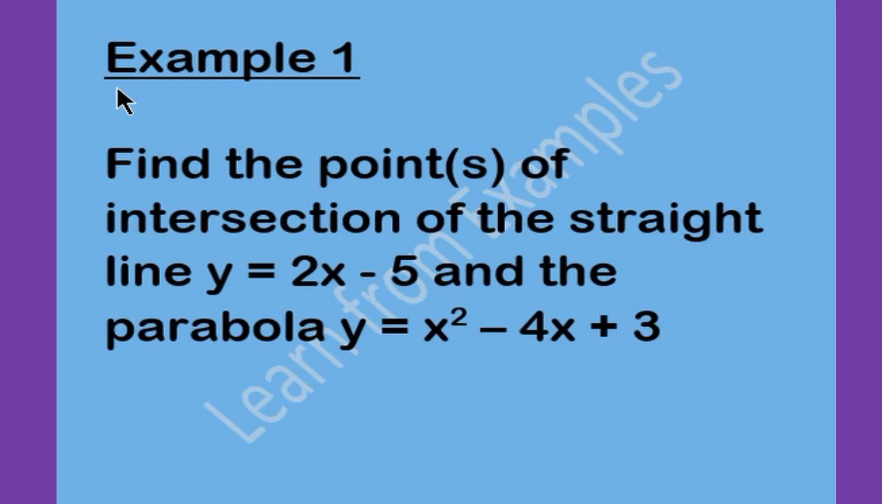In example 1 we have: find the points of intersection of the straight line y is equal to 2x minus 5 and the parabola y is equal to x squared minus 4x plus 3. Now looking at the question, y has a value of 2x minus 5 and y also has a value of x squared minus 4x plus 3. So what we can say is that this value of y, x squared minus 4x plus 3, should be equal to this value of y, 2x minus 5. So let's see how we can find the point of intersection.